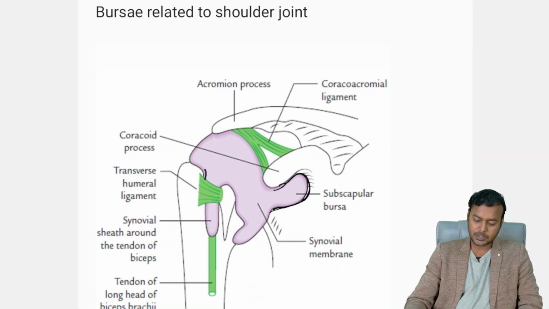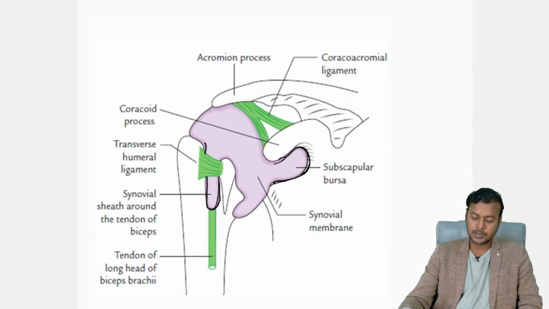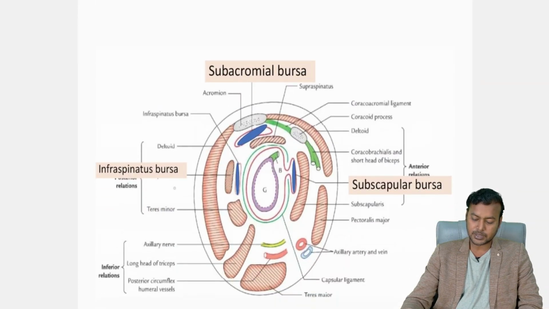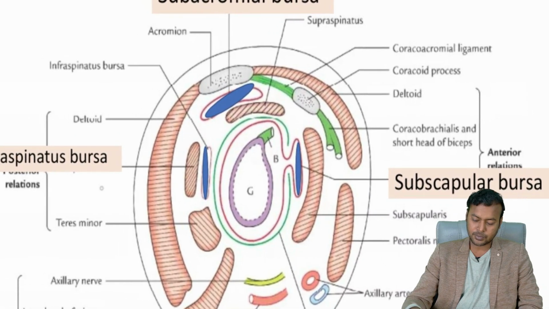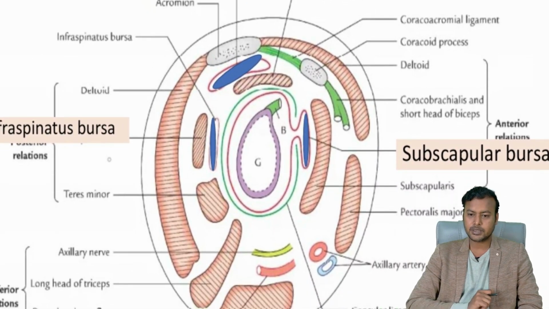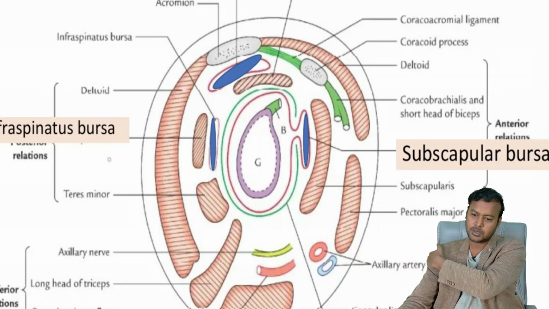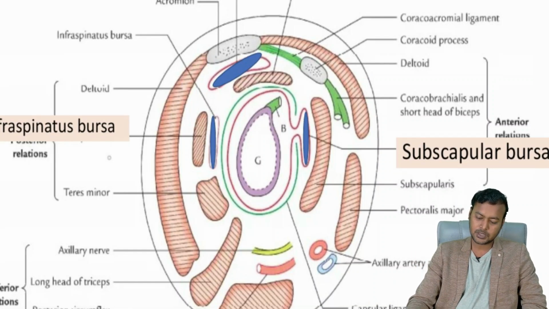Also, another extension of the synovial membrane we had seen along the tendon of the biceps. Apart from that, there are some other important bursae. For this, I want all of you to look at this image. So, this is a diagrammatic representation of the shoulder joint from the lateral aspect. You are seeing here again the glenoid cavity lined by the glenoid labrum. On the supraglenoid tubercle, you can see the long tendon of the long head of the biceps.